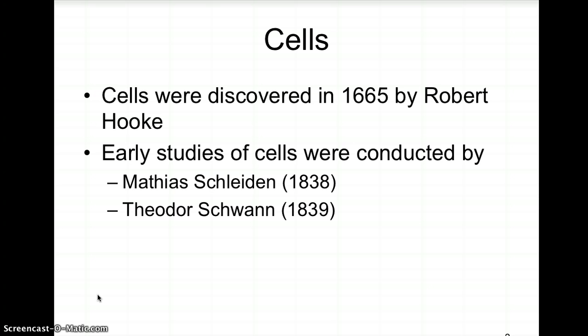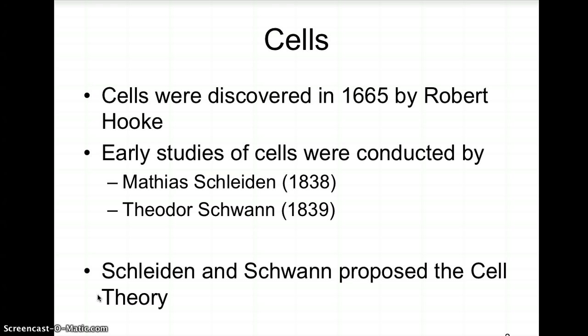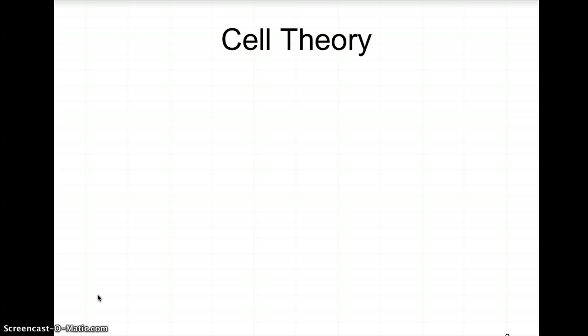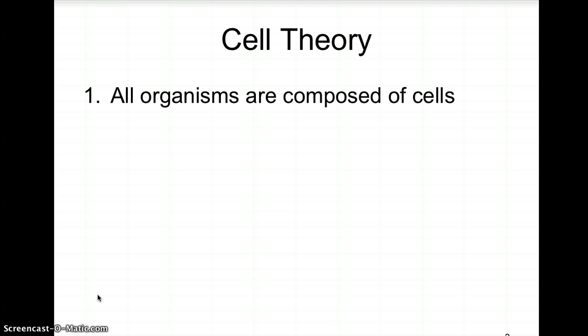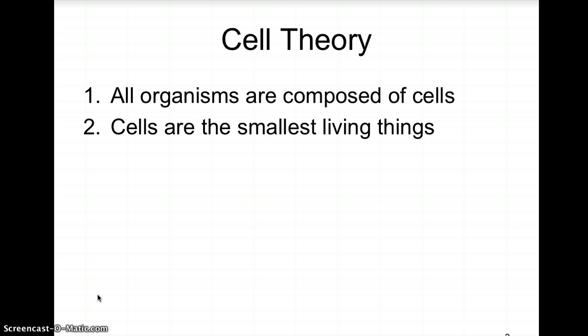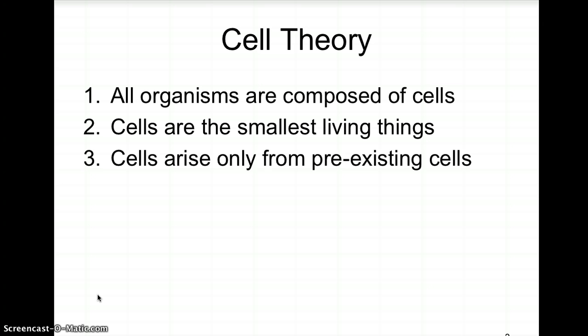You don't have to know the names, you don't have to know the dates, but basically all of these people contributed to the cell theory. So Schleiden and Schwann's cell theory is the handout that I gave you that we will be going over later in the week. So what does the cell theory actually say? The cell theory states that all organisms are composed of cells. Cells are the smallest living thing, so even if something is single-celled, as long as it has that cell, it's alive. And cells arise only from pre-existing cells.